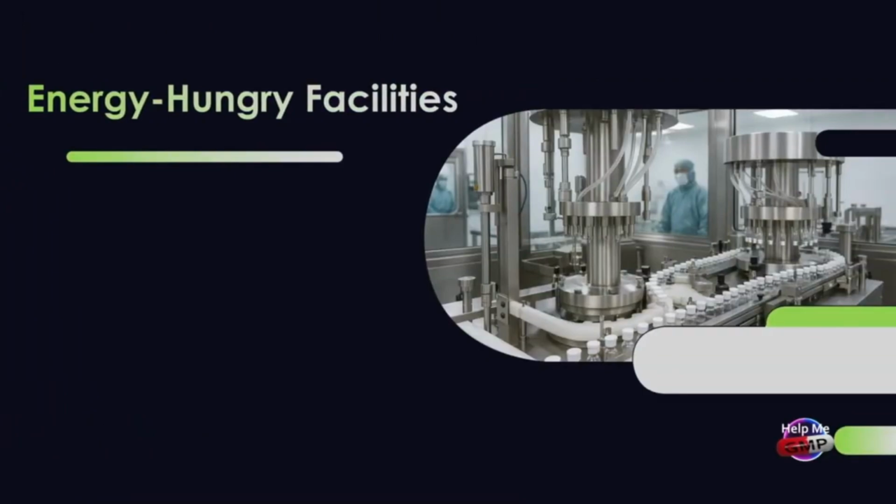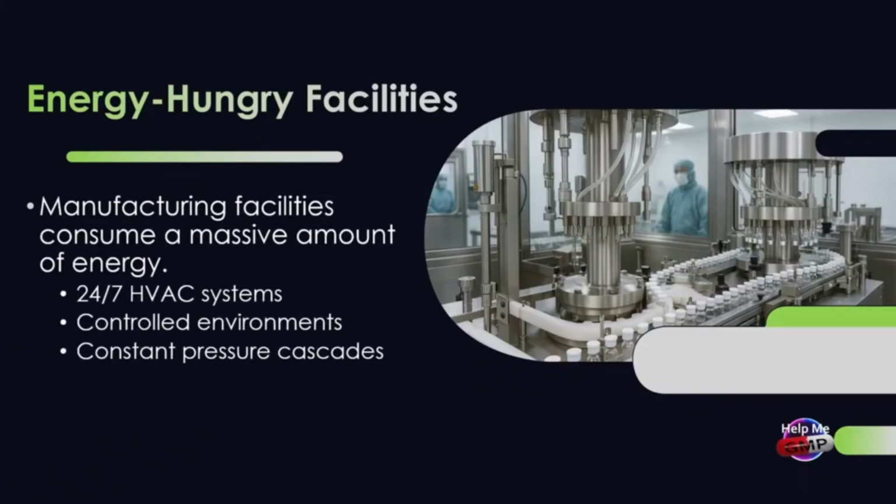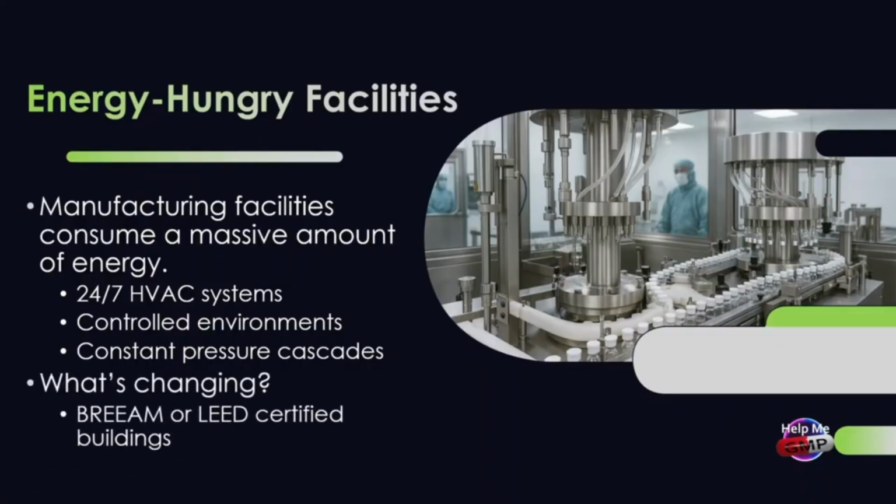Firstly, energy-hungry facilities are really under the spotlight. Let's start with the buildings. Manufacturing facilities, especially aseptic ones, consume a massive amount of energy, with 24/7 HVAC systems, controlled environments, constant pressure cascades, which are all vital, but also very expensive and very carbon heavy. So what's changing? We're seeing facilities move towards BREEAM or LEED certified buildings, with smart HVAC, LED lighting and solar arrays built into the design. In the UK, many new facilities are already factoring this into their footprint.